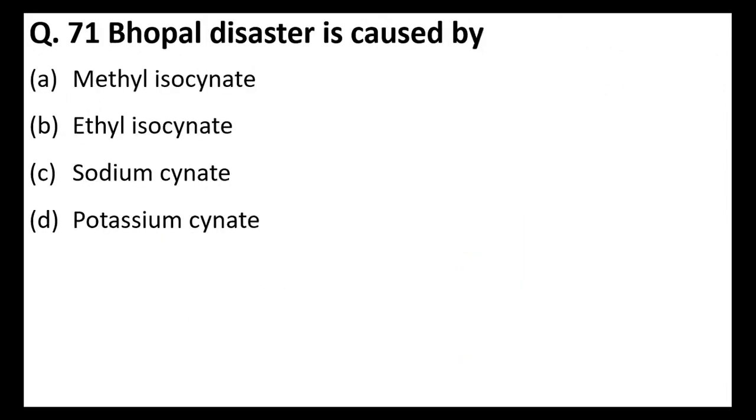Bhopal disaster is caused by methyl isocyanate, ethyl isocyanate, sodium cyanate, or potassium cyanate. So the Bhopal tragedy happened in the early 1980s, on the 3rd of December. It was caused by a pesticide plant. Okay, MIC gas. Yeah, Manish, you are right. It is also known as MIC gas, methyl isocyanate, a deadly gas.